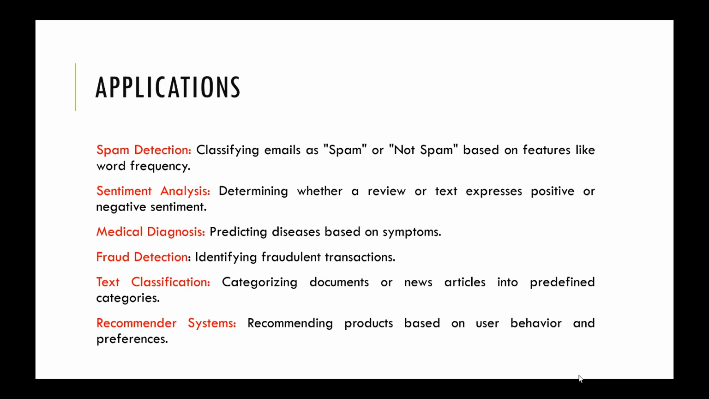Coming to the applications, we have different real-time applications. Spam detection, that is email spam: whether the email is spam or not spam, how are we going to detect it, based on the frequency of the words. Here we have some words which are not related to the mail. All those words will be identified and that mail will be marked as spam.